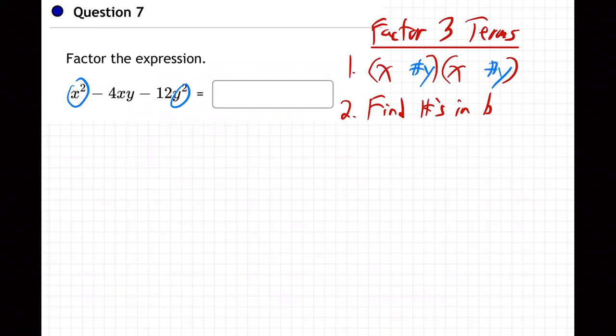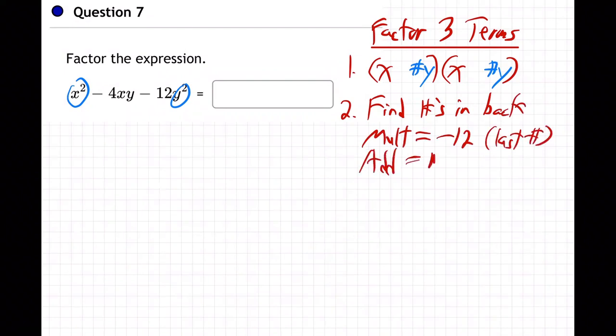Find the numbers in the back because they will multiply to equal the minus 12, our last number, and add to equal the minus 4, middle number. Like that. So they're going to multiply to equal this number, the third number, and they add to be the middle number. Okay.